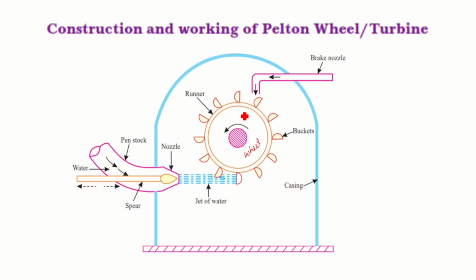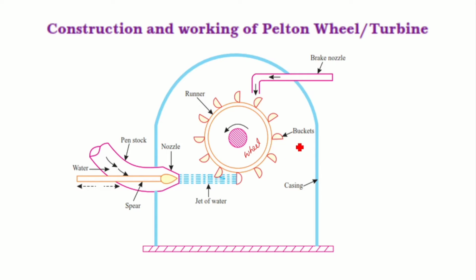So in order to stop the wheel, we need to provide a braking nozzle. Thereby we are supplying water in the opposite direction. By supplying water in the opposite direction, we can stop the wheel. The main function of the casing is to avoid splashing of water. So these are the main components of a Pelton wheel.